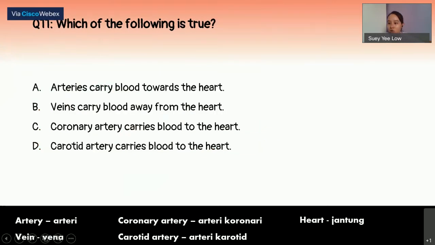Okay, so let's go to question 11. Which of the following is true? A, the arteries carry blood towards the heart. Is it? Arteries carry blood away from the heart, right? B, veins carry blood away from the heart. Is it? Veins should be the ones carrying blood towards the heart. C, coronary artery carries blood to the heart. Then D, carotid artery carries blood to the heart.